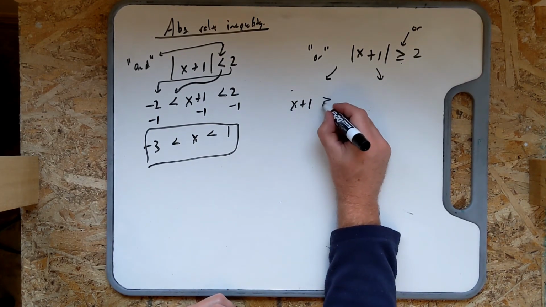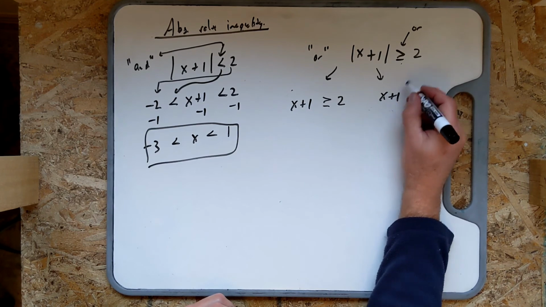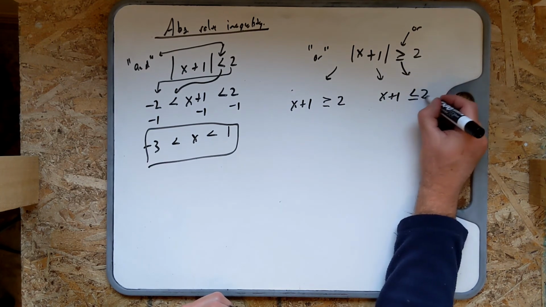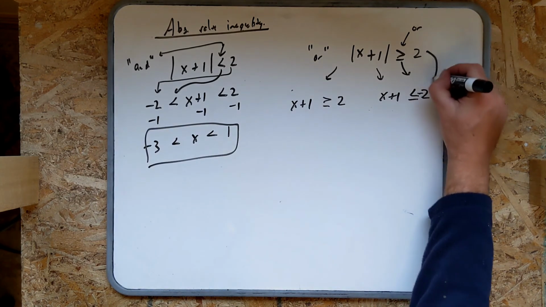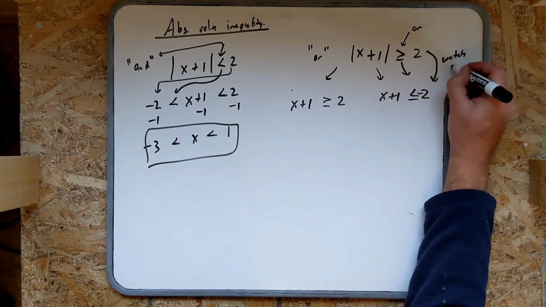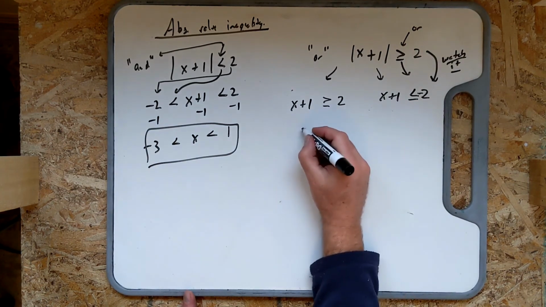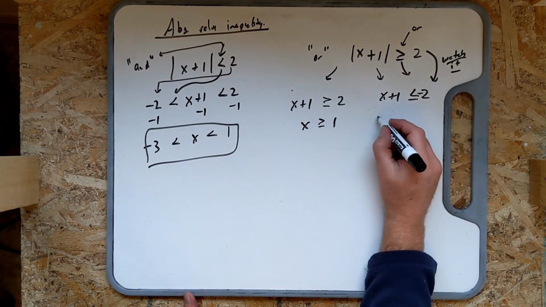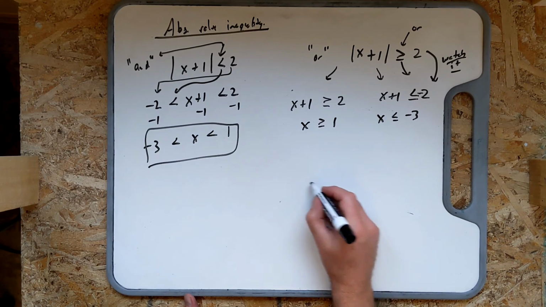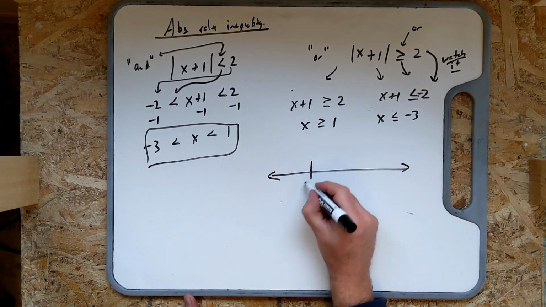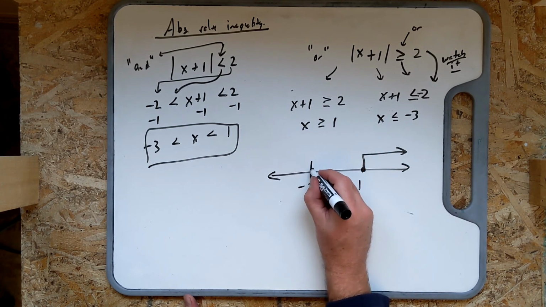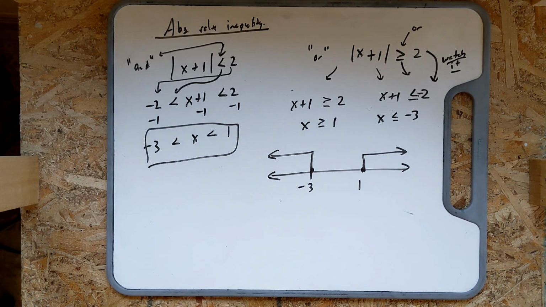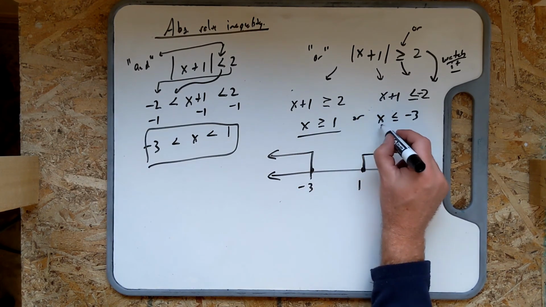x plus 1 bigger than or equal to 2. x plus 1, again, reverse and negative. Just watch this. This gives me x bigger than 1. This gives me x less than -3. And now this looks like a more typical one with two parts. There we go. And there's my solution with an "or" in between.